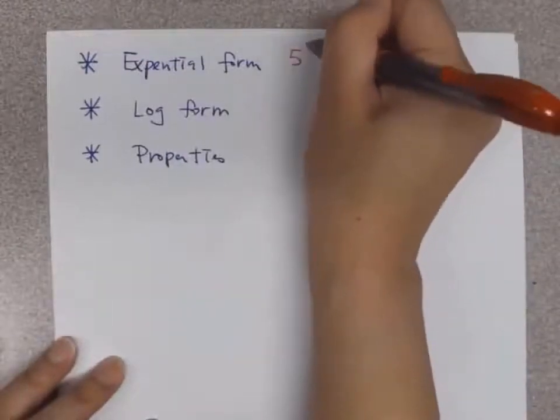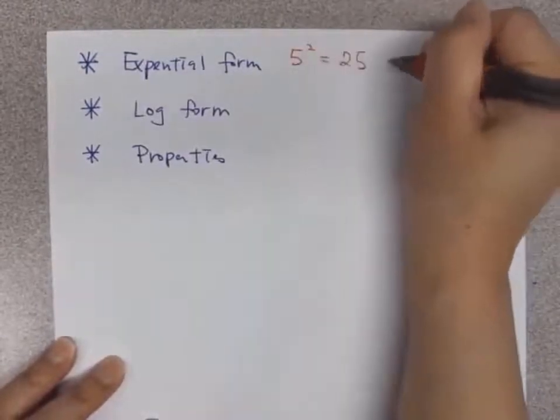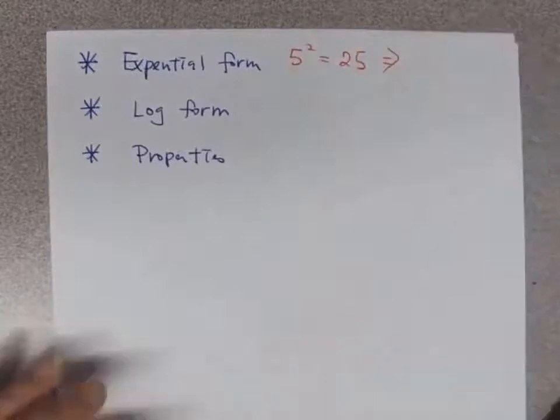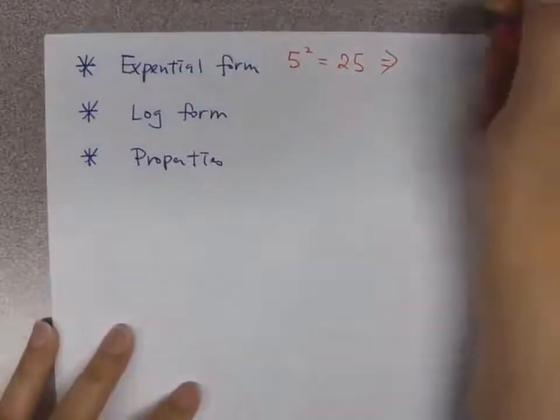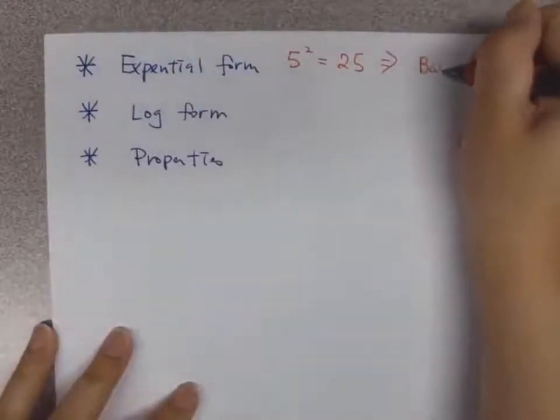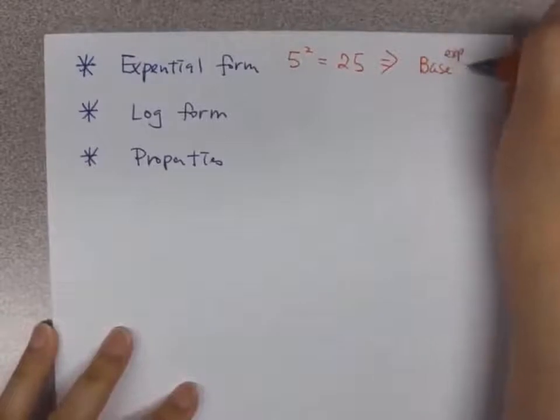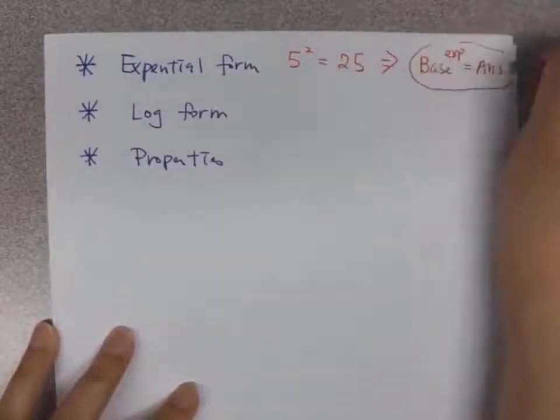So think about 5 squared equal to 25. If you translate that in words, what would that be? Started with base, raised to an exponent, equal to answer. So don't mix it up, please.